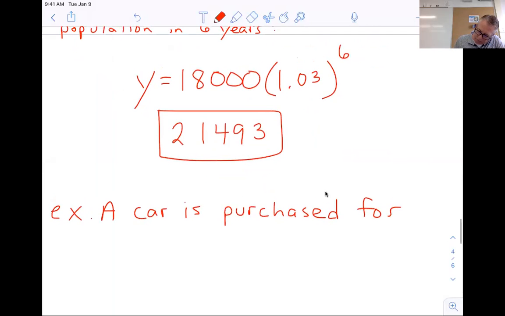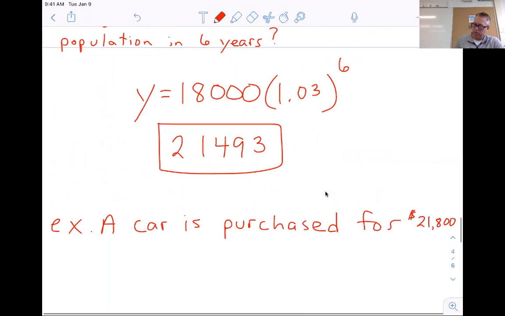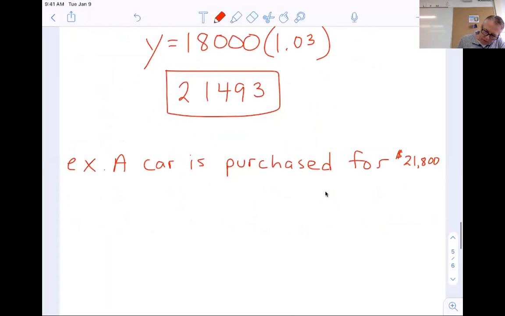So a car is purchased for $21,800 and depreciates. Depreciates means it goes down in value, which almost all cars do. Almost all cars. There are some very few exceptions that may appreciate, but almost all of them depreciate, and depreciate quickly, by the way.